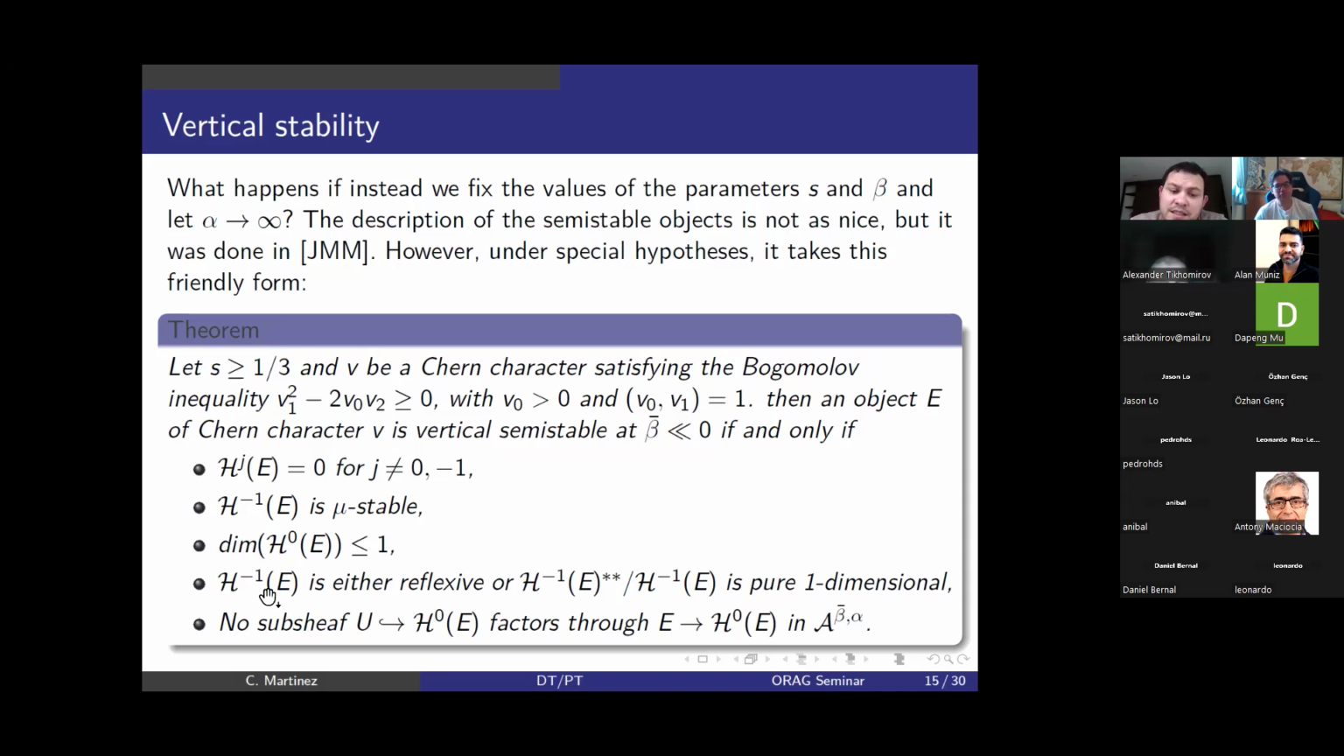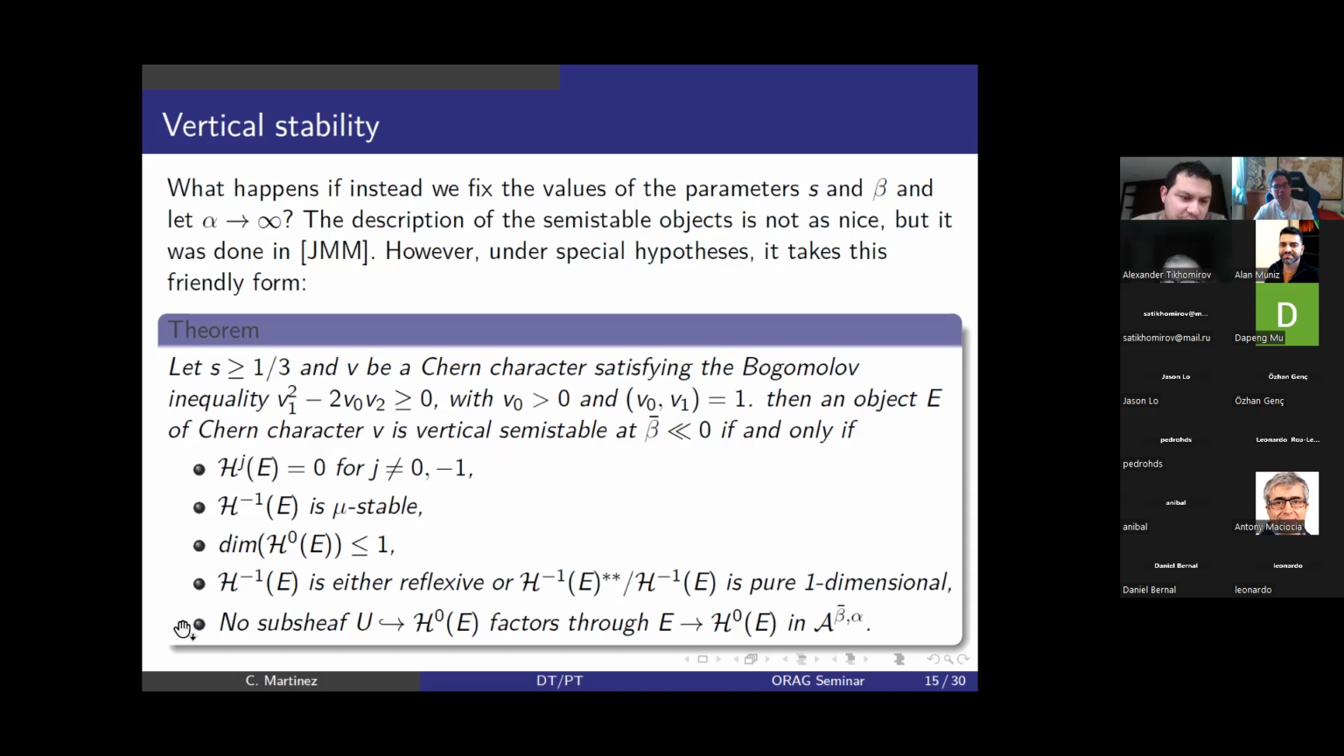And that the -1 cohomology is either reflexive, or when I take the double dual quotient by it, I get a pure one-dimensional sheaf, right? In general, I will get something that has dimension less or equal than 1, but for the objects that are vertical semistable, actually I get things that are pure one-dimensional. And this other condition is that no subsheaf of the 0 cohomology factors through the natural map that goes from E to its 0 cohomology, right? And this condition actually is going to be very important later. We'll give it a special name. But this is the description. This is what happens when I put this nice hypothesis.